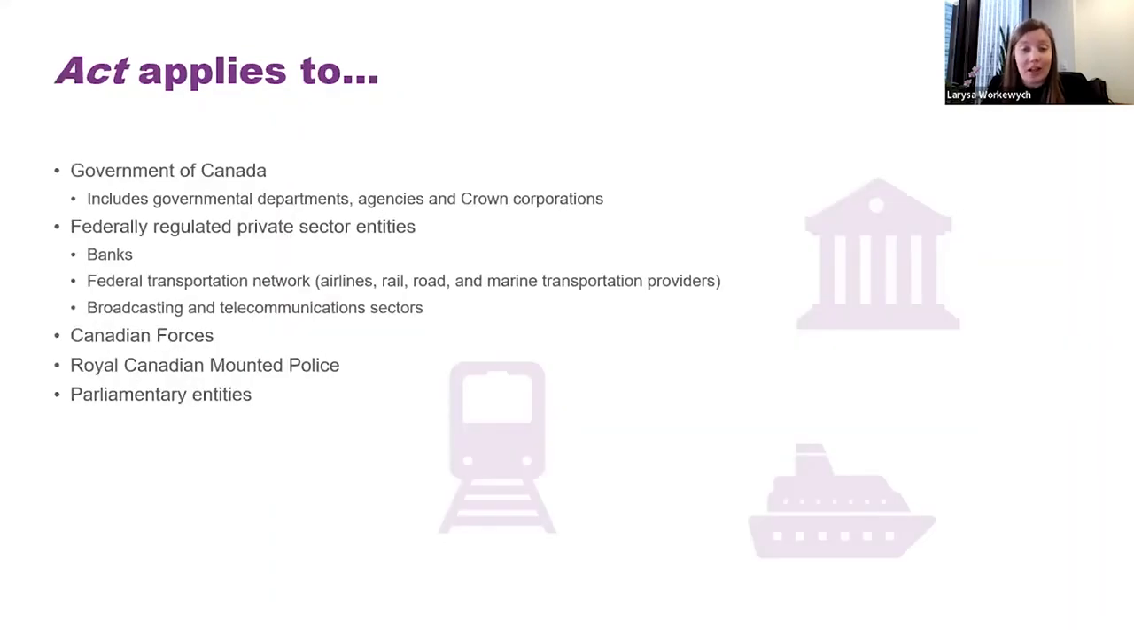Starting with who the legislation applies to. If we turn, Peggy's already reading my mind, we're on the slide. At a high level, the Act applies to all organizations that are federally regulated. So that means the Government of Canada itself, any government departments, agencies, or Crown corporations. That includes the private sector that is regulated by the Government of Canada, or federally regulated, which includes banks, transportation, airlines, rail, road, broadcasting. And then the legislation also applies to the Canadian Forces, Royal Canadian Mounted Police, and to parliamentary entities.